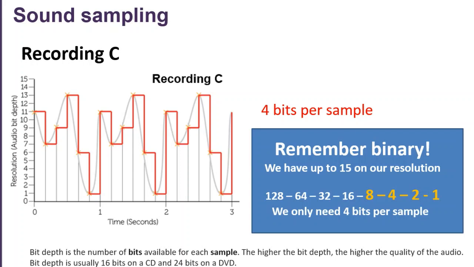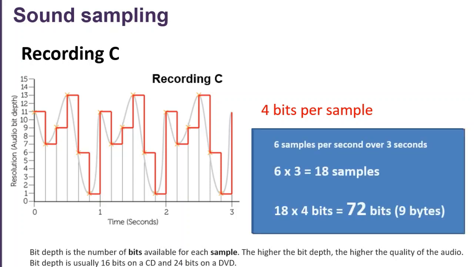Put our numbers there, and if we total 8 plus 4 plus 2 plus 1, we have the 15. So we know we only need 4 bits per sample. Okay, so 6 samples per second. Over 3 seconds we have 18 samples, so 6 times 3 is 18 samples. So 18 times 4 bits is 72 bits.